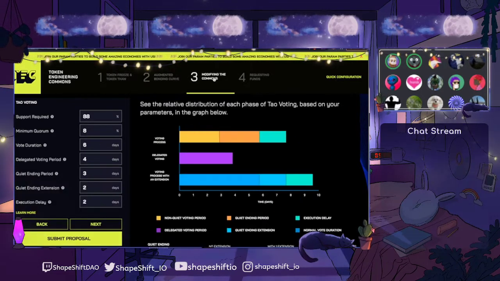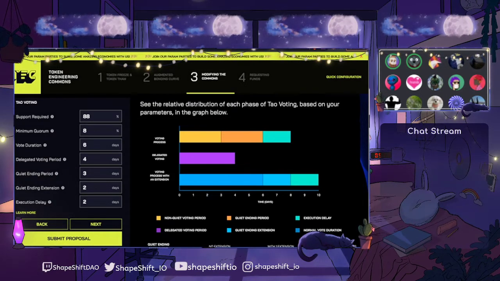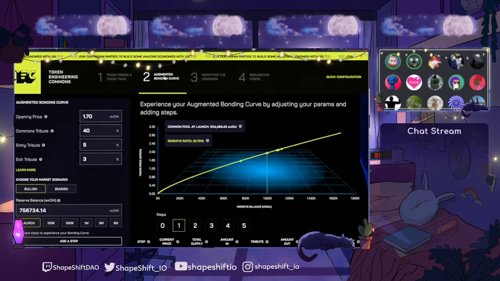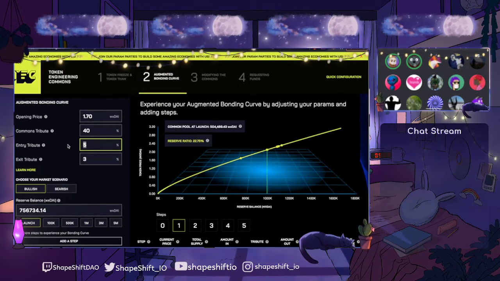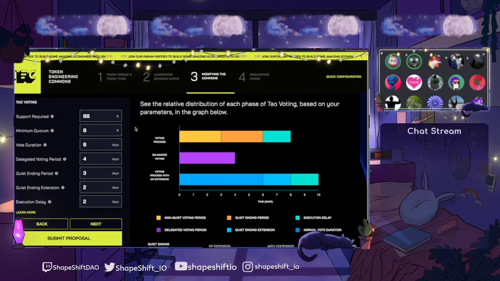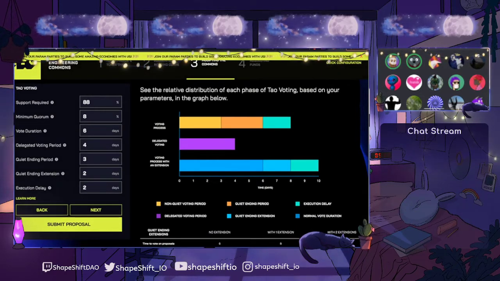We're going to go to module number 3, which is DAO voting. This is basically the voting parameters that we are going to be using if we want to modify these parameters later. Let's say that after 2 or 3 months, maybe we think it would be convenient to offer a lower entry tribute. So how do we change these parameters after the commons upgrade? We use DAO voting, which is going to help us modify these parameters.